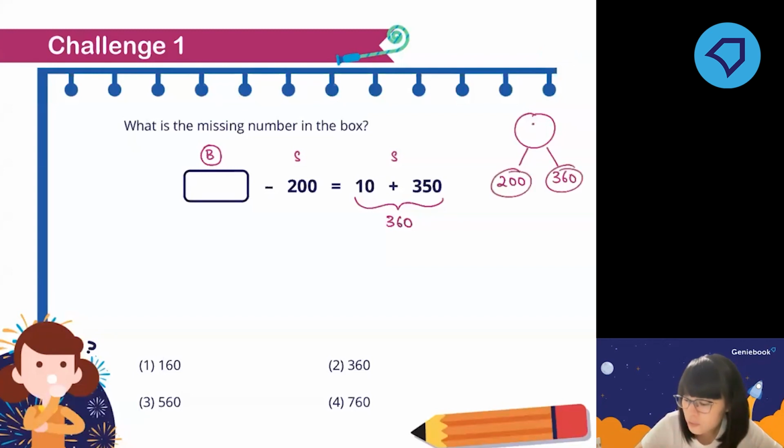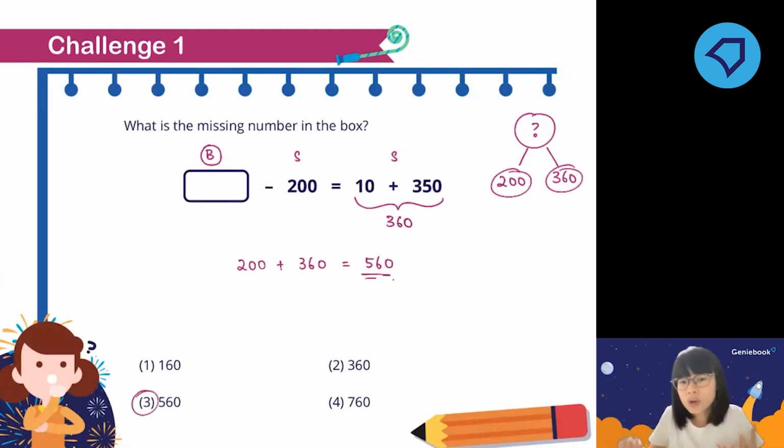So in order for me to find this big number, do I do addition or do I do subtraction? Remember, I need a bigger number. In order for me to get a bigger number, addition or subtraction? What do you guys think? We need to do addition. Thank you very much, Vera. So we're going to take 200 plus 360. That would give me 560. So the answer would be option number 3.